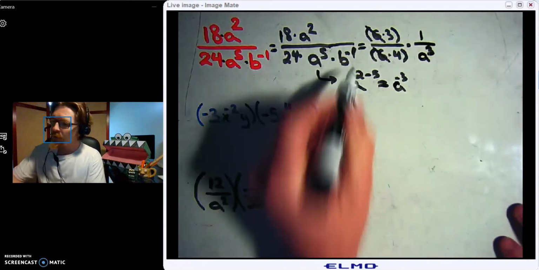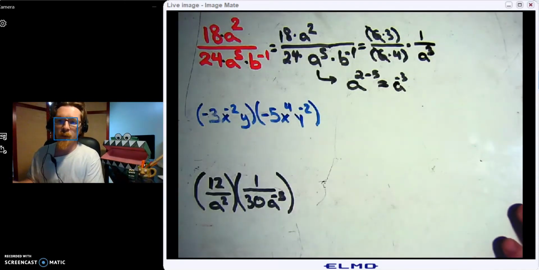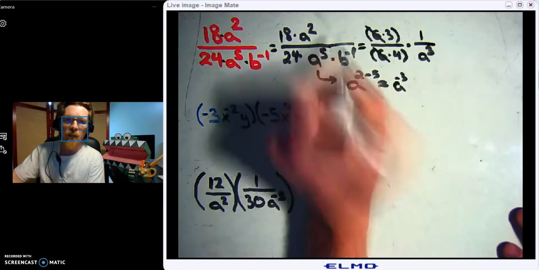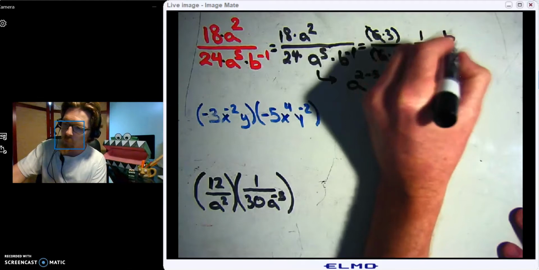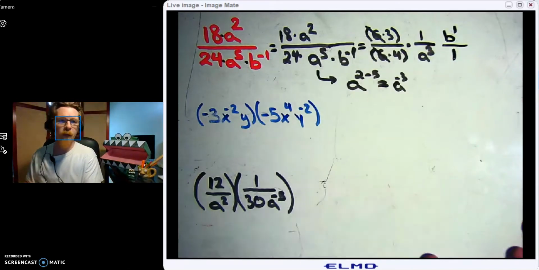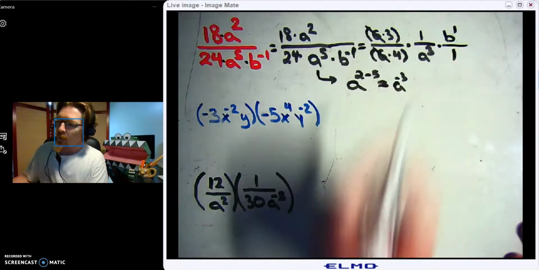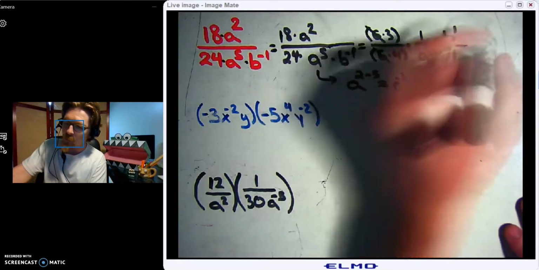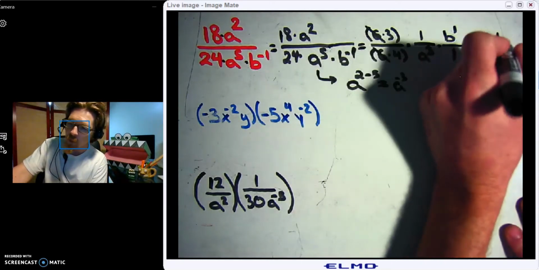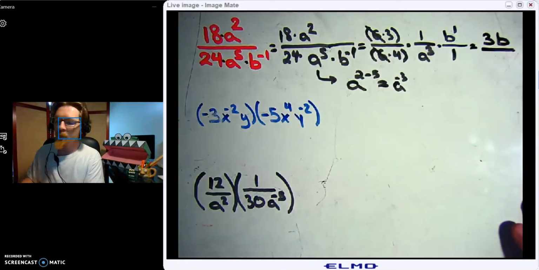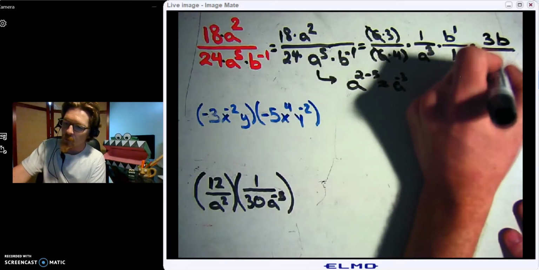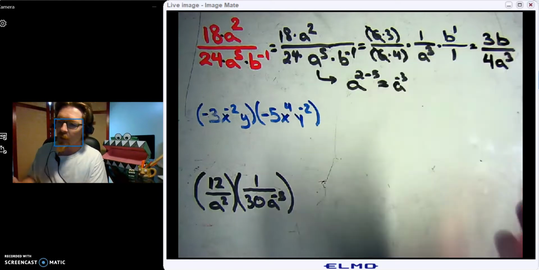And finally, the b to the negative 1, well, negative exponents, I like to think of them as movements. And so what it does is it takes this b to the negative 1 and it moves it into the numerator as a positive exponent. So b to the 1. And because I'm with fractions, I'm going to write it over 1. And so now when I simplify my numerator, this is a product of 3 times 1 times b to the first. That gives me 3 times b to the first, or just 3b. And in my denominator, I have 4 times a to the third times 1. That just leaves me with 4 times a to the third in my denominator.